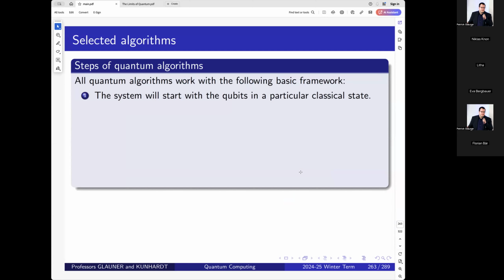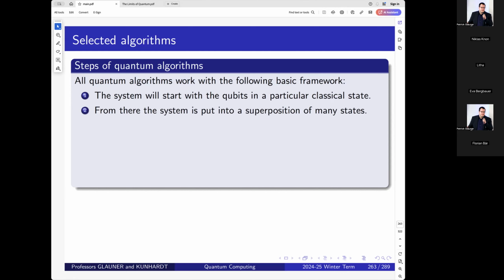So we need to access our quantum computer from outside, from the classical world. That means we need to put classical states into our quantum computer. So the quantum algorithm will start with classical inputs. Now we want to take advantage of quantum effects. So the first step should be that we create a superposition of many states, because then we have a parallelization and can take advantage of that.